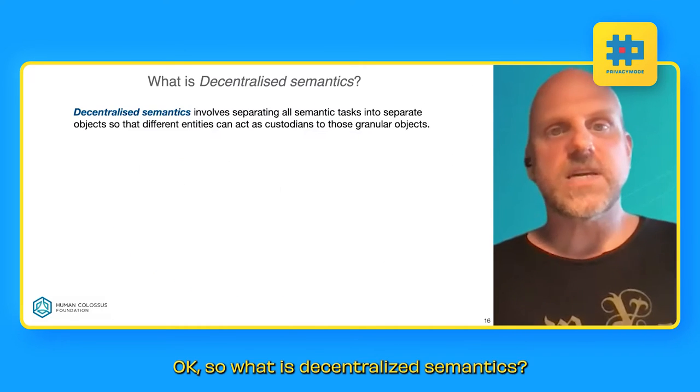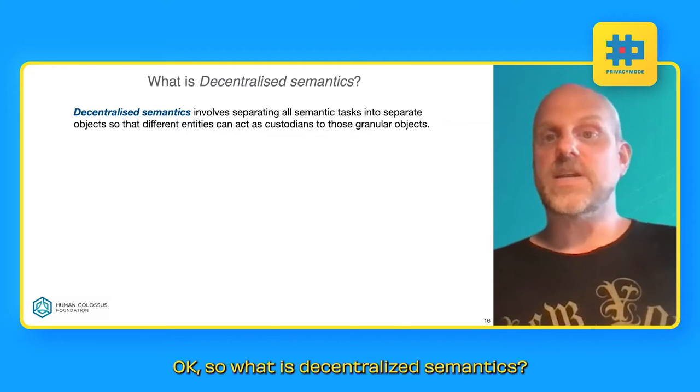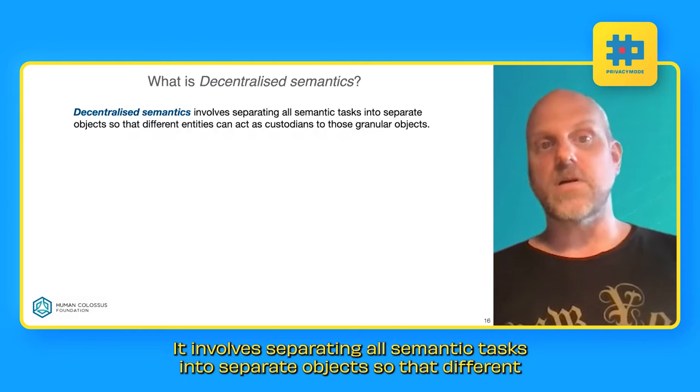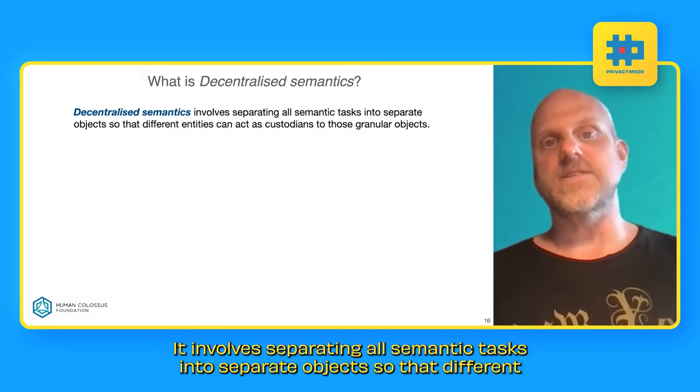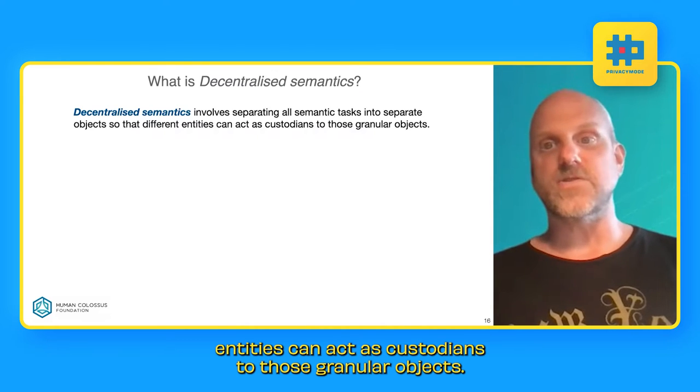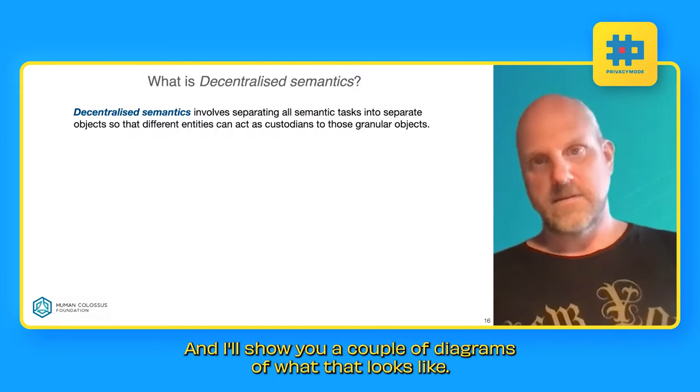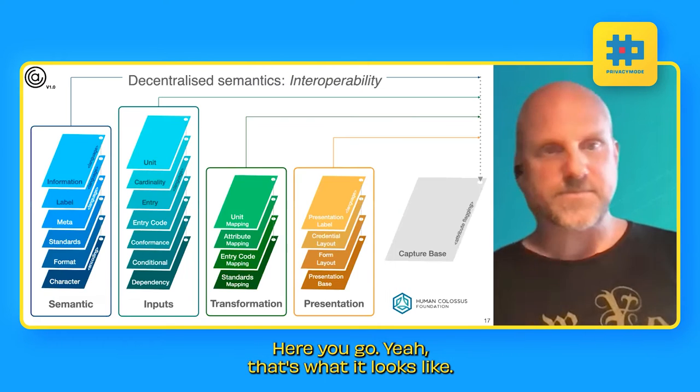Okay, so what is decentralized semantics? It involves separating all semantic tasks into separate objects so that different entities can act as custodians to those granular objects. And I'll show you a couple of diagrams of what that looks like. Well, here you go. That's what it looks like.